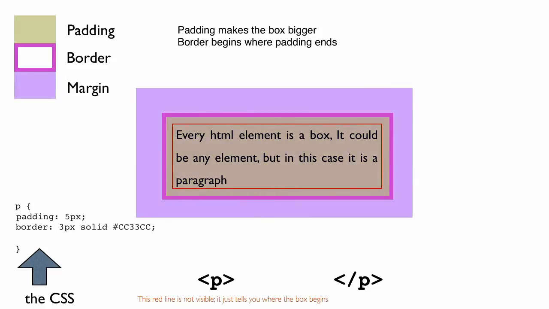Every box has a margin. The margin begins where the border ends. The margin pushes outside the box. It's also sometimes called the force field, because we can use it to push around other elements on the page.